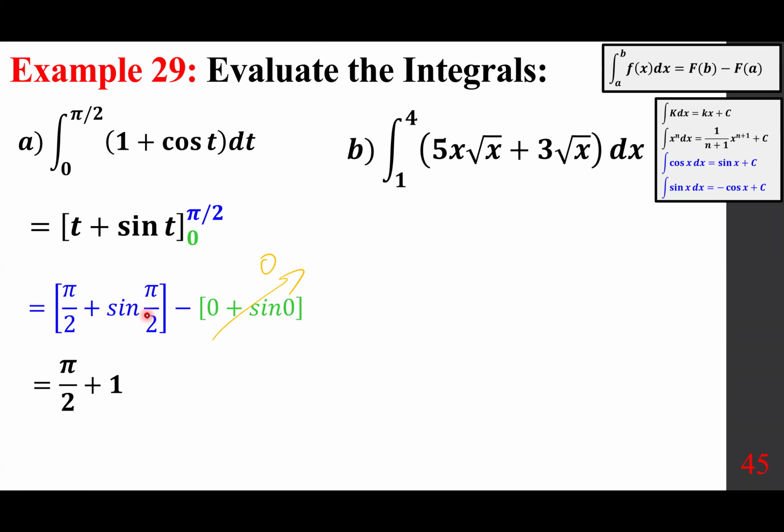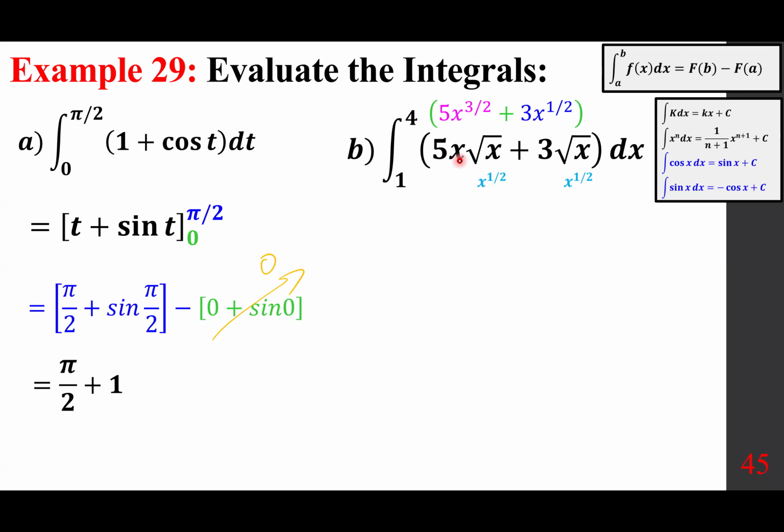The integral from 1 to 4 of 5x to the 3/2 plus 3 square root of x dx. Whether we differentiate or integrate, the process is that we change the root to x to the power of 1/2, and this is 1 and 1/2, which is 3/2. The reason is that we want to get both of them ready for using the power rule: 1 over n plus 1 times x to the power of n plus 1.